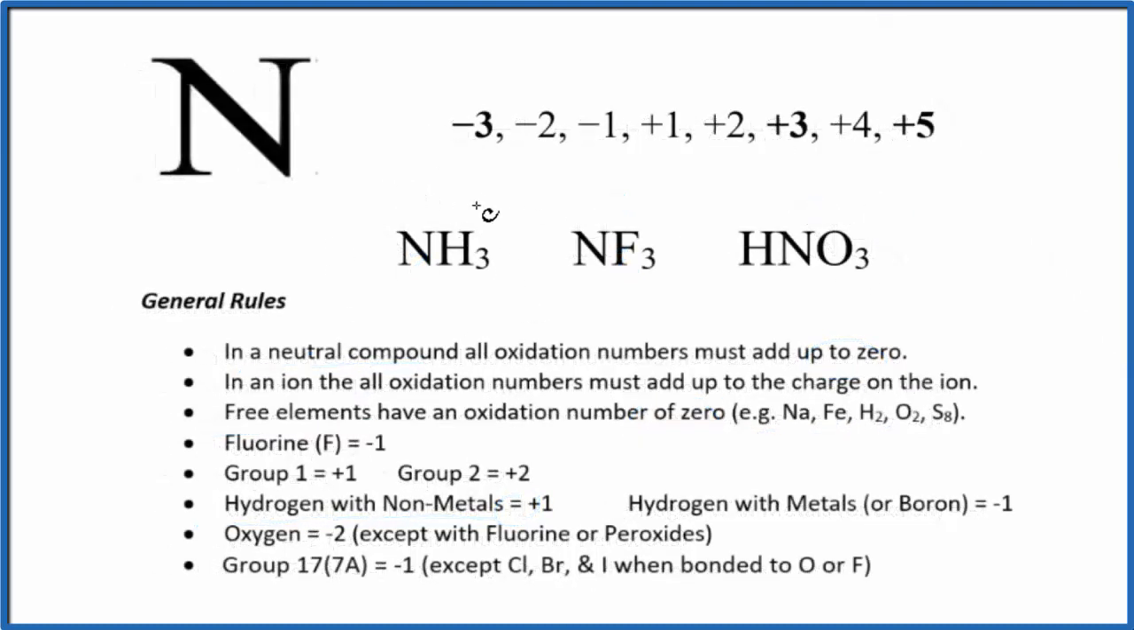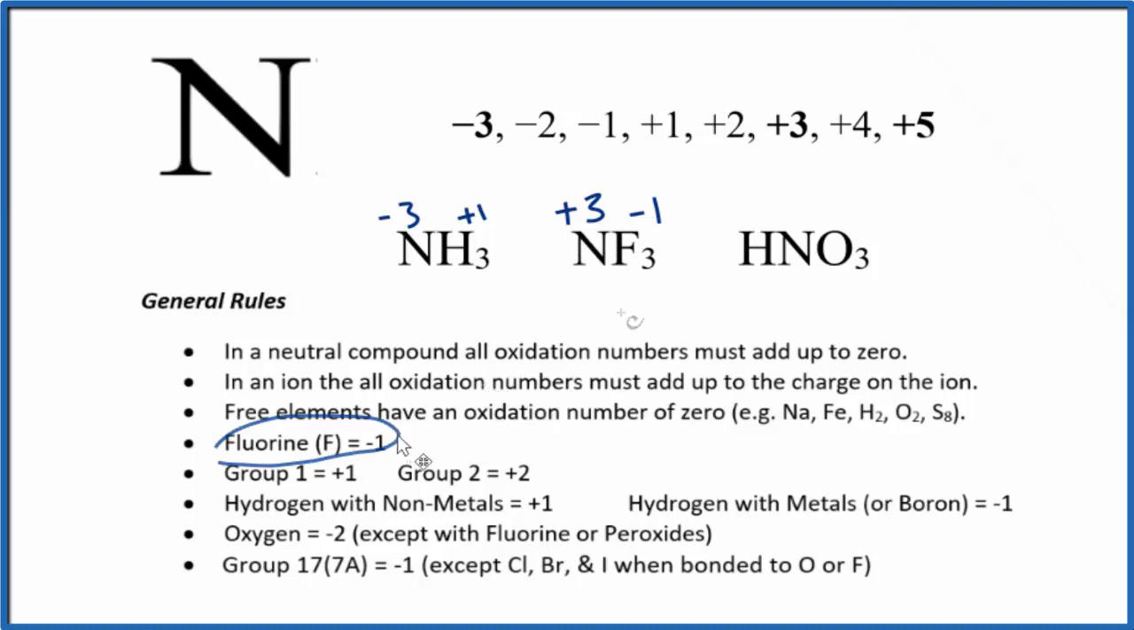So we just did the NH3, we had a +1. Since we had 3 of them, that had to be -3. For the NF3, we have fluorine here. When we look at fluorine, fluorine is always going to be -1. We have 3 of them. Nitrogen has to be +3. So now we have a +3 oxidation number.